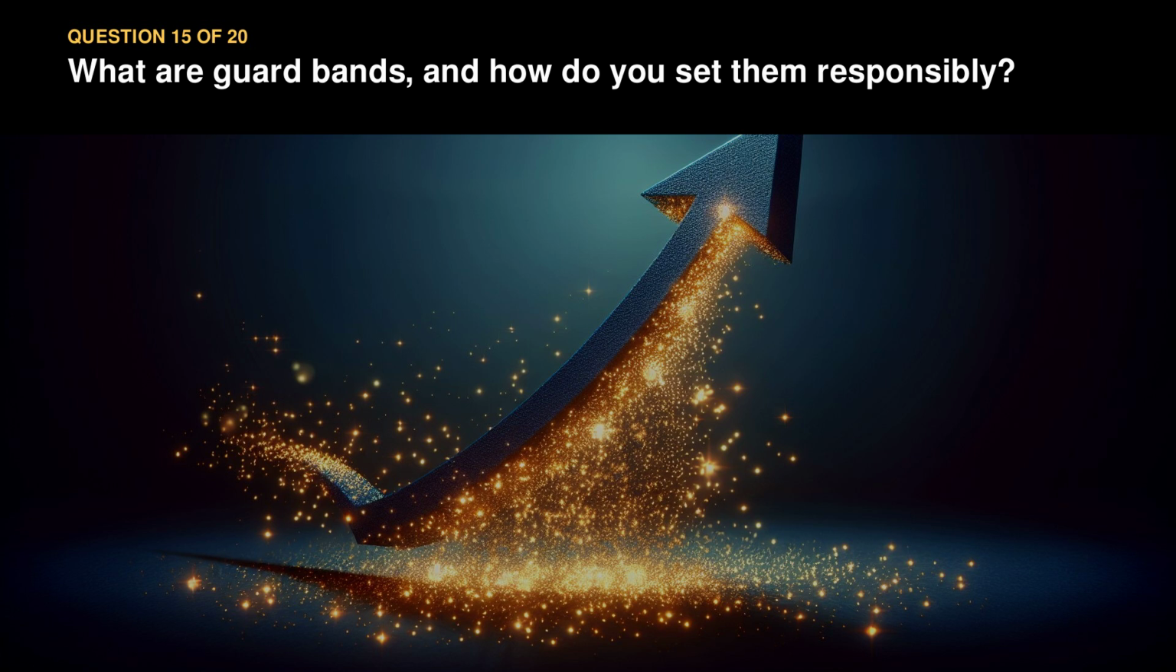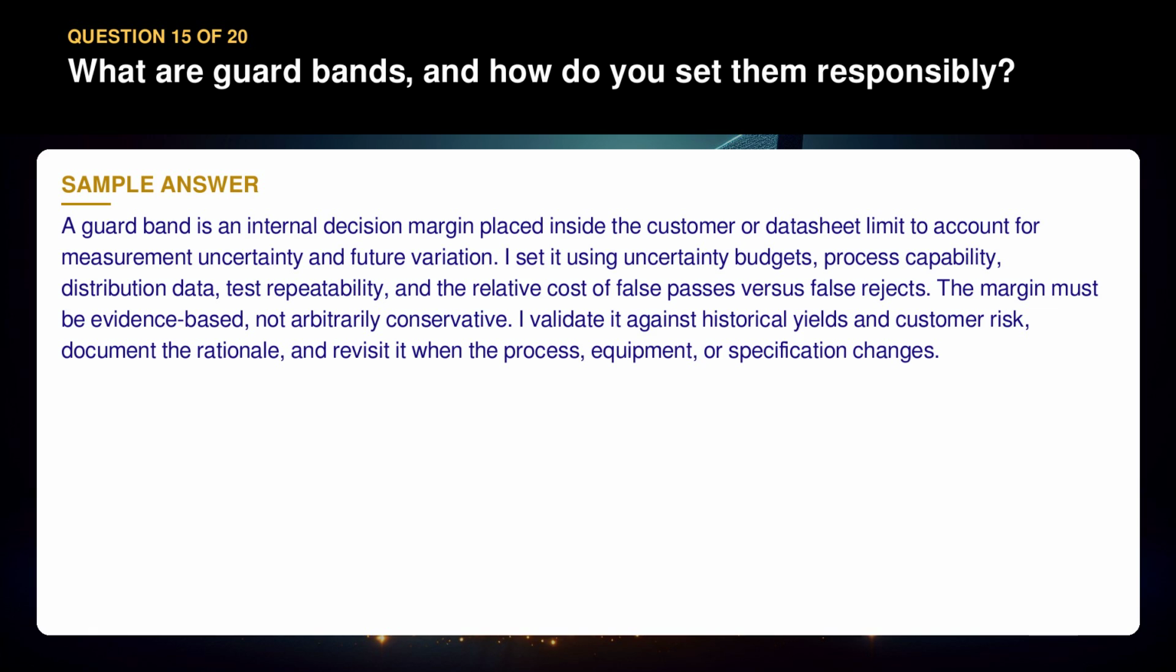Question 15. What are guardbands, and how do you set them responsibly? A guardband is an internal decision margin placed inside the customer or datasheet limit to account for measurement uncertainty and future variation. I set it using uncertainty budgets, process capability, distribution data, test repeatability, and the relative cost of false passes versus false rejects. The margin must be evidence-based, not arbitrarily conservative.